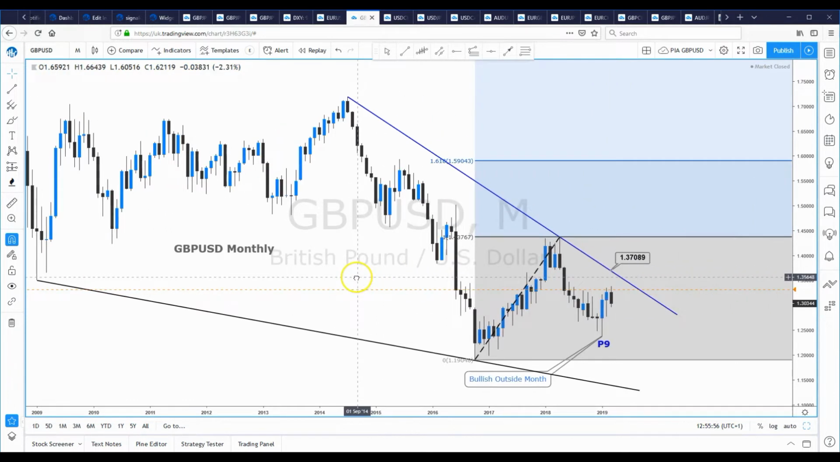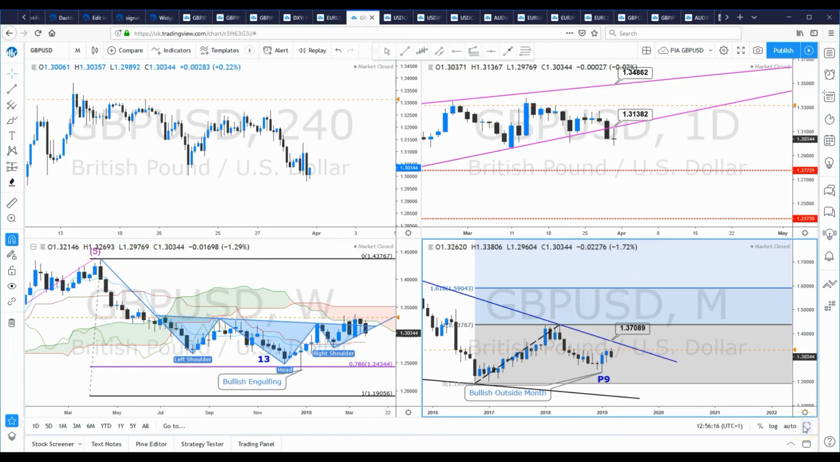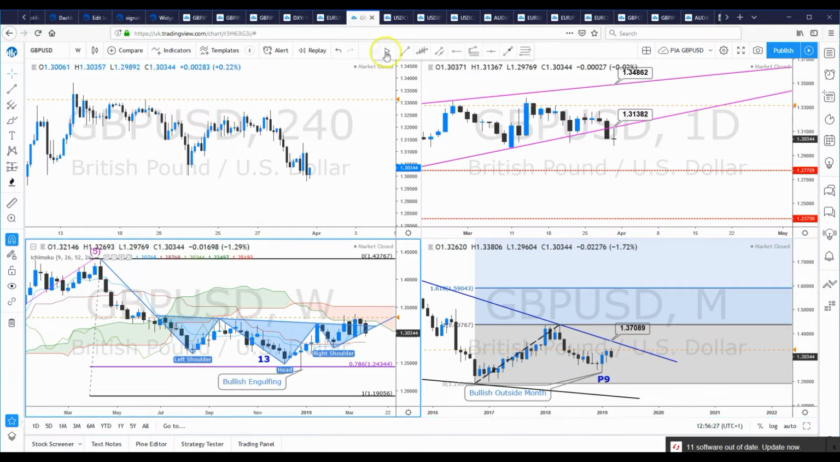Okay, we've got this wedge formation. We've got a bullish outside month posted in January. We've also got what we call a perfected 9 as far as DeMark is concerned, and they often indicate the end of a trend or at least a decent correction to the upside. So the long-term picture is still bullish. So it's pretty hard to get a flow, if you like, on cable at the moment, and we're just going to play it intraday for the time being.